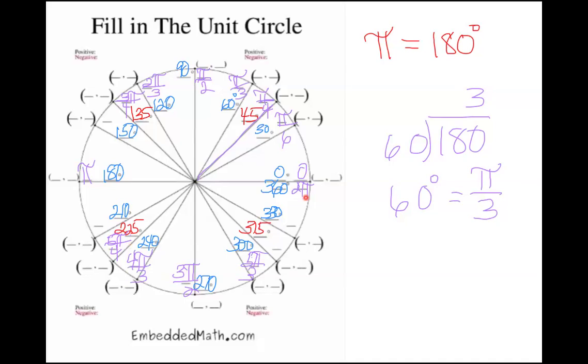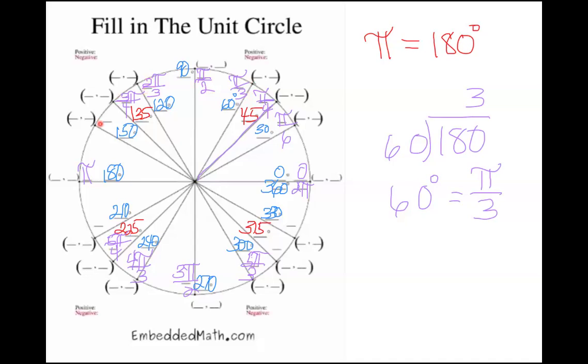Okay, so now let's look at the pi over 6. So we've got pi over 6, 2 pi over 6 we already have. So if we're going by 30s, 30, 60, 90. So this is 1 pi over 6. 2 pi over 6 is the same as pi over 3. 3 pi over 6 is the same as pi over 2. 4 pi over 6 is the same as 2 pi over 3.